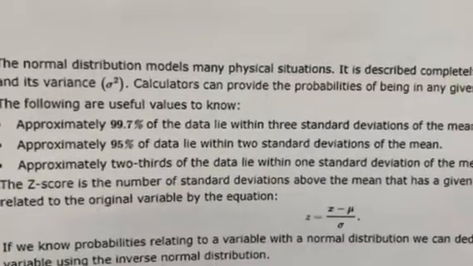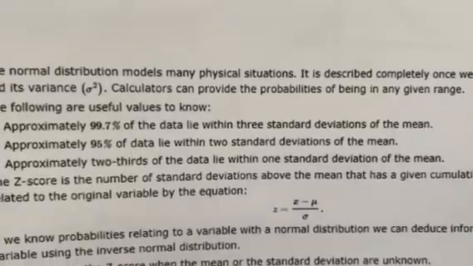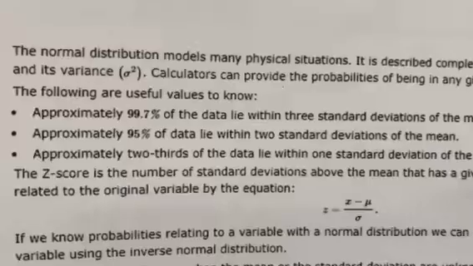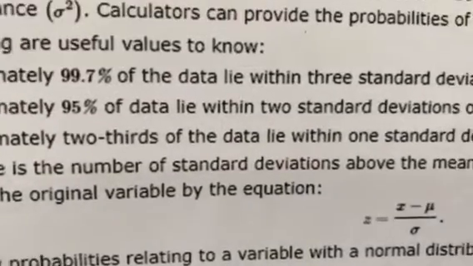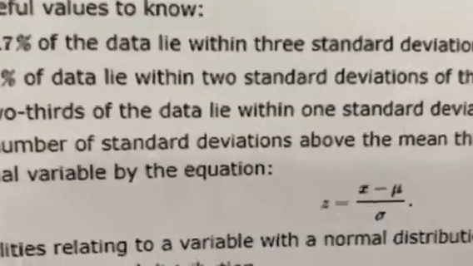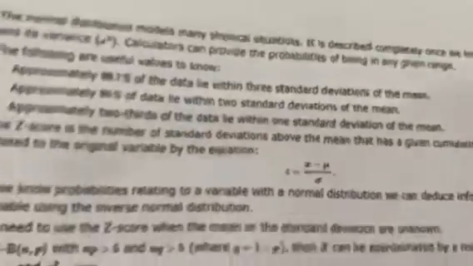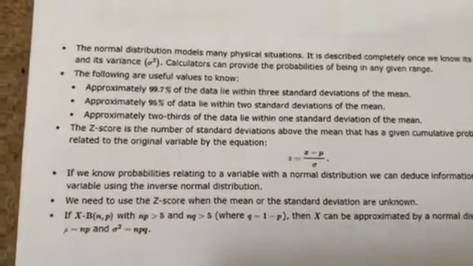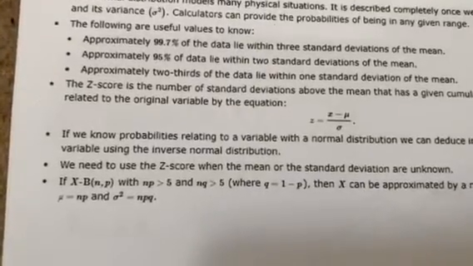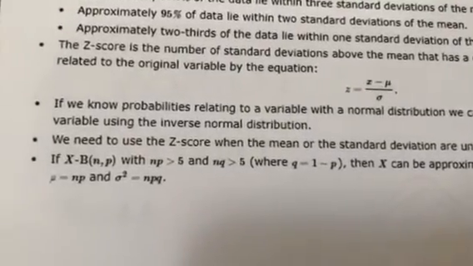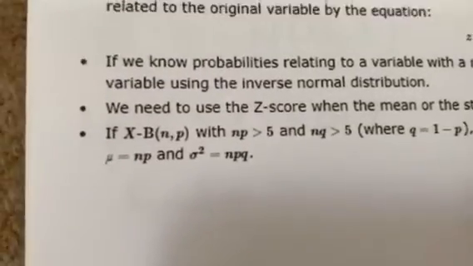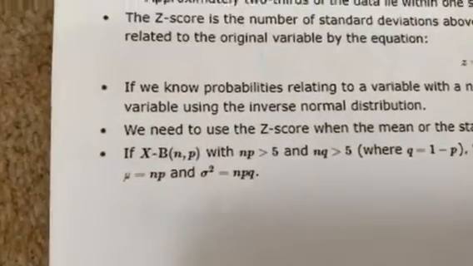We have the standardized normal variable, which we find really useful. Standardized normal variable has a mean of 0 and a standard deviation of 1, and that's how we find the standardized normal variable.